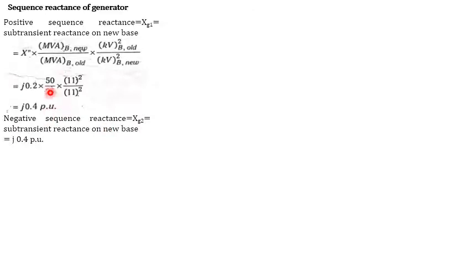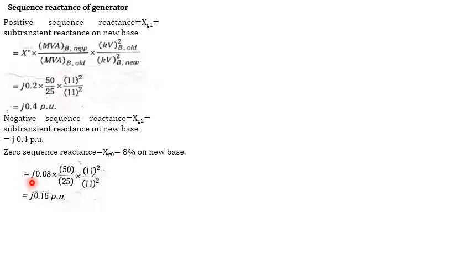Similarly, the negative sequence reactance is the same as the positive, so there is no need to calculate it, because it is mentioned in the numerical. This is nothing but 0.4. The zero sequence reactance for all the generators is 8%, so we consider 0.08. The new MVA is 50, the old MVA is 25, and the voltage is 11 by 11 only. So we'll get 0.16 per unit.